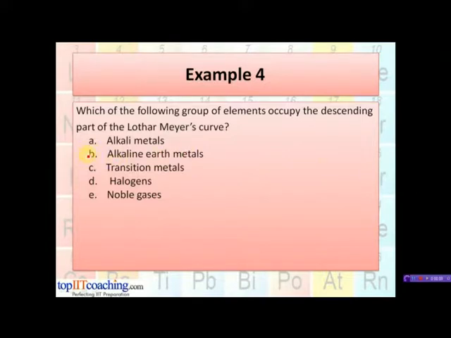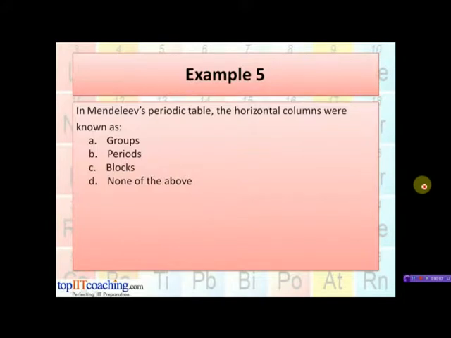Which of the following group of elements occupy the descending part of Lothar Meyer's curve? It was the alkaline earth metals. Since alkali metals occupy the top positions, transition metals occupy the lowest positions. Halogens were on the ascending part of the curve and noble gases were placed just before the alkali metals. So alkaline earth metals is our correct choice, that is B.